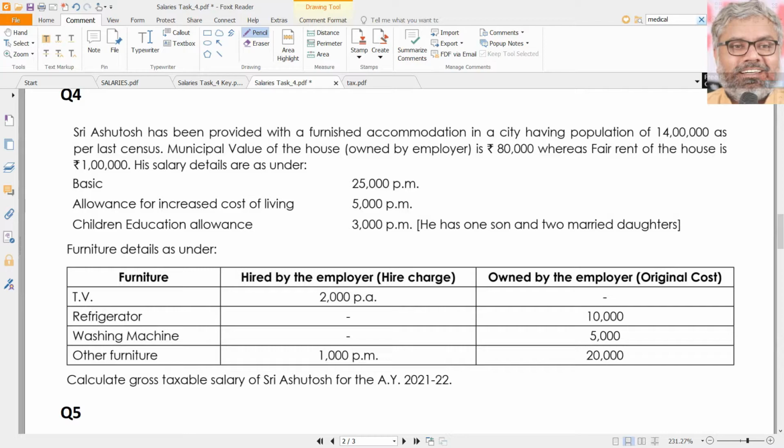Any allowance is taxable. Children education allowance, 3,000 per month. He has 1 son and 2 married daughters. That doesn't matter. 2 children will get exemption. That means definitely 200 per month will be exempt. Remaining amount will be automatically taxable. What is the requirement of the question? Always your focus should be on that. Gross taxable salary once again. That is the requirement of the question.